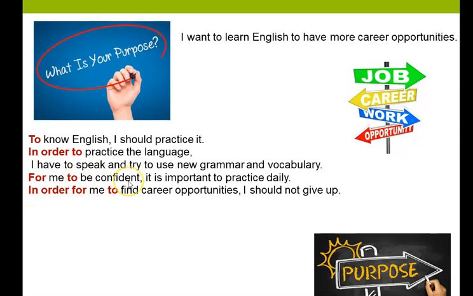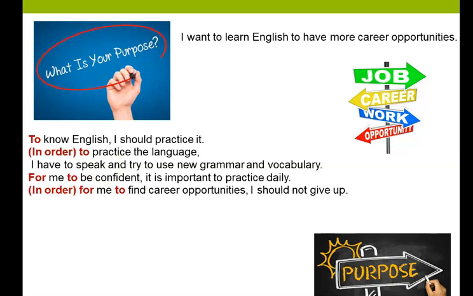For me to be confident, I can change to an example, in order for me to be confident. And sentence number 4, I can omit in order and just have for me to find career opportunities. And it can look like this. So in order is the part of a structure that can be put into a sentence and can be left outside a sentence. And then I can say to know English, I should practice it. Or in order to know English, I should practice it. For me to be confident, it is important to practice daily. In order for me to be confident, it is important to practice daily.